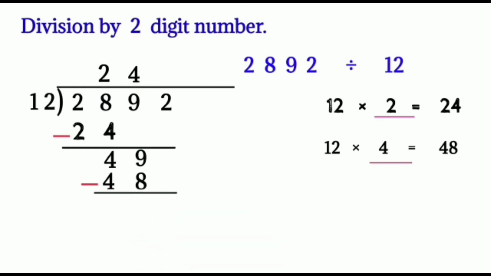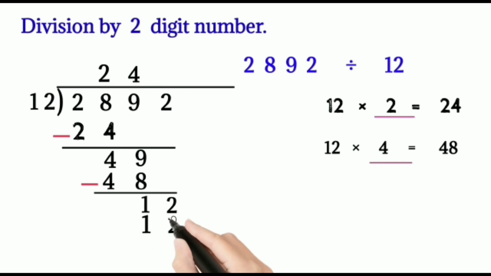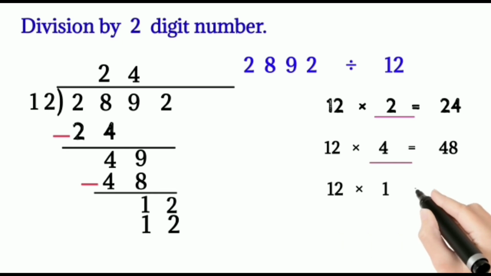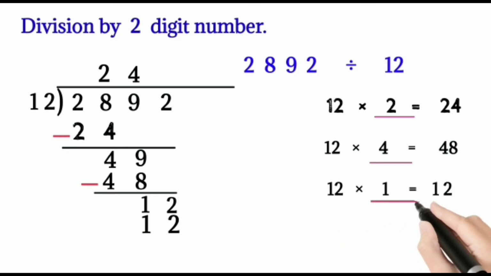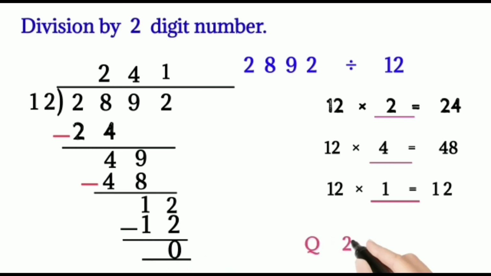We get 1. The last digit of the dividend is 2. We bring down the 2 also. Our new dividend is 12. How many 12s can we take from 12? 12 ones are 12. Write 1 in the quotient and 12 minus 12 is 0. Here quotient is 241 and remainder is 0.